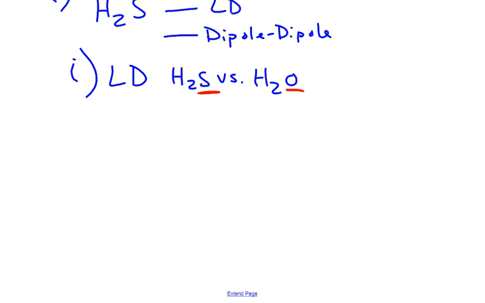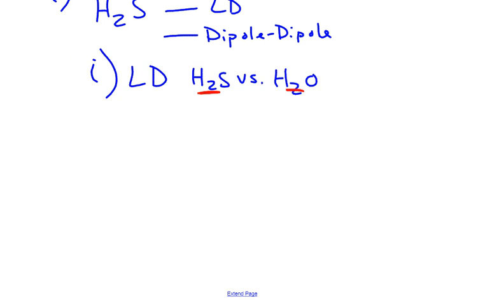Wouldn't the London forces be stronger in H2S because they'd be weaker in the H2O because of the H bonding? I hear what you're saying. No, act like you don't even know about H bonding, because you're not actually ever going to talk about it. What's the difference between one London to the next? What makes one stronger, one weaker? Size. Size.